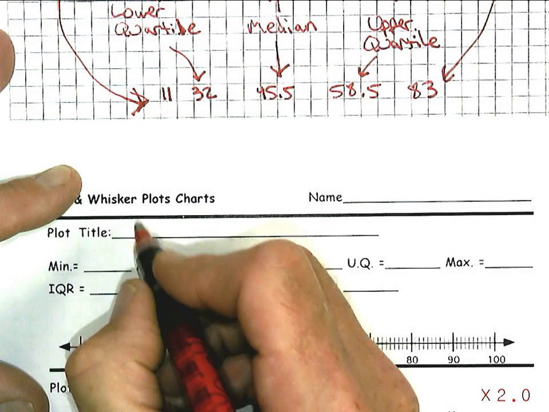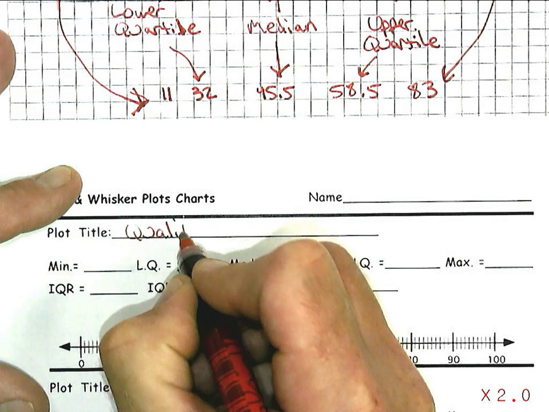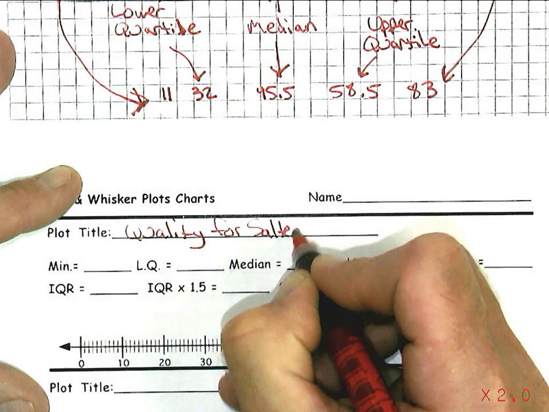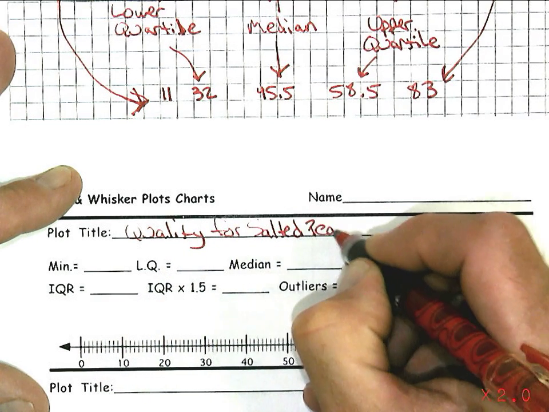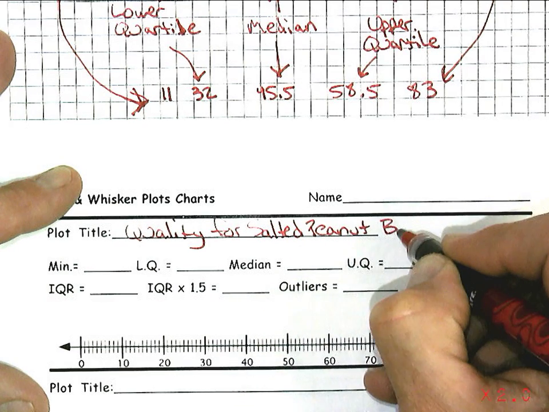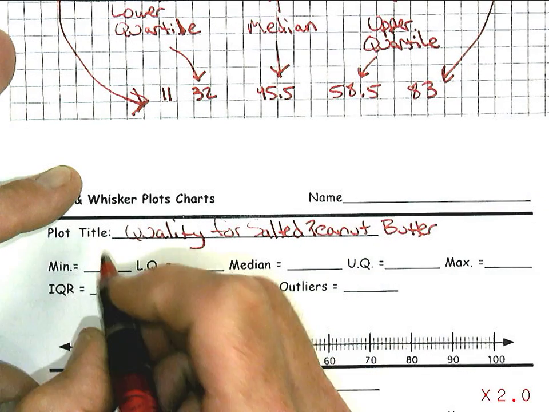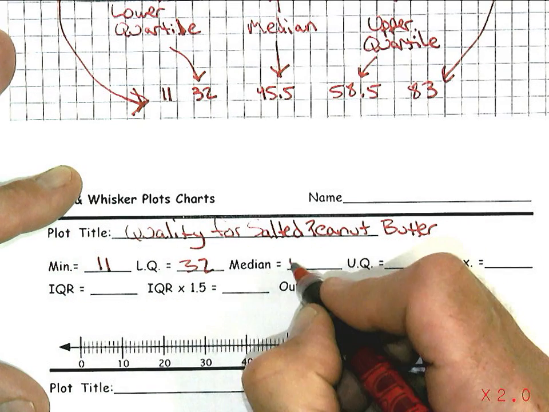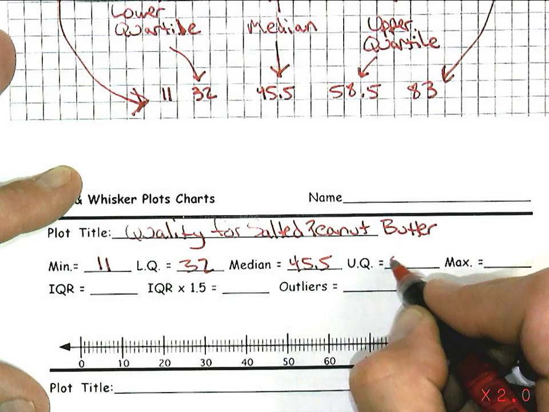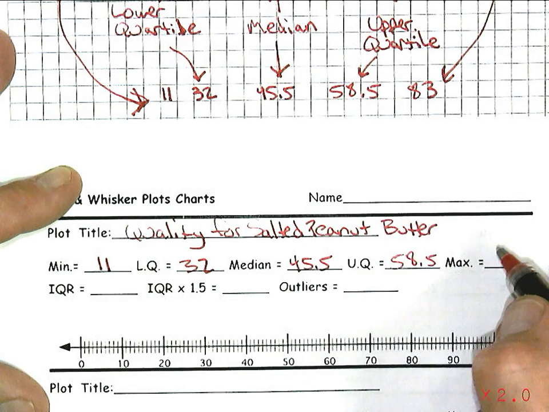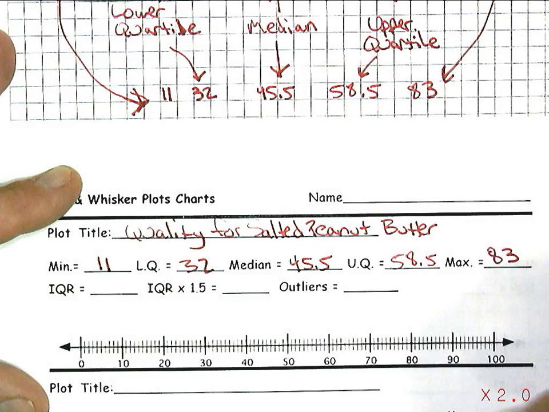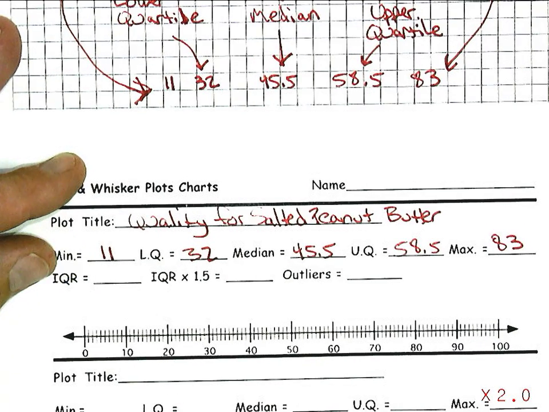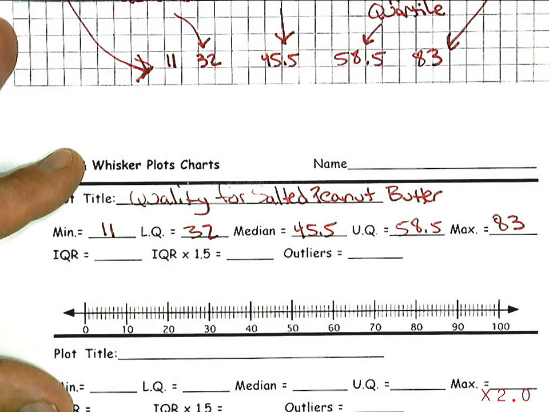So the quality for salted peanut butter. I'm going to put in my 5 numbers, 11, 32, 45.5, 58.5, and 83. Won't worry about the IQR just in the moment. We're just going to focus on the box and whisker plot for now. And mark those on here.